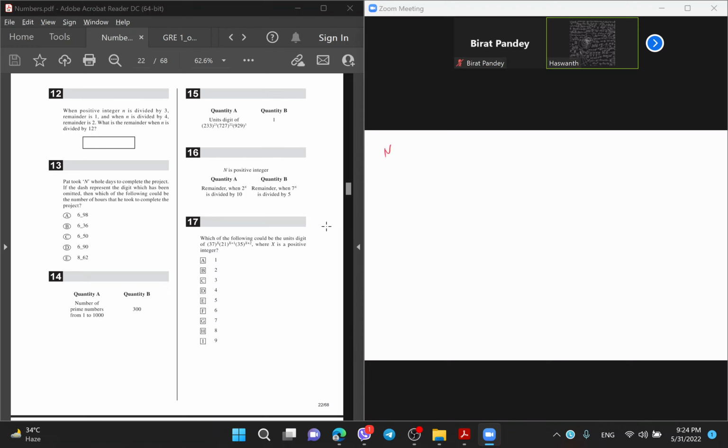N is a positive integer. Remainder when 2 power n is divided by 10 — you have to compare with remainder when 7 power n is divided by 10. So remember this point. This is also one of the important ideas present in number systems. Whenever you have to find remainder when dividing with 10 or 5, the remainder will depend on what is in the units digit. If you know the units digit, you can get that remainder.